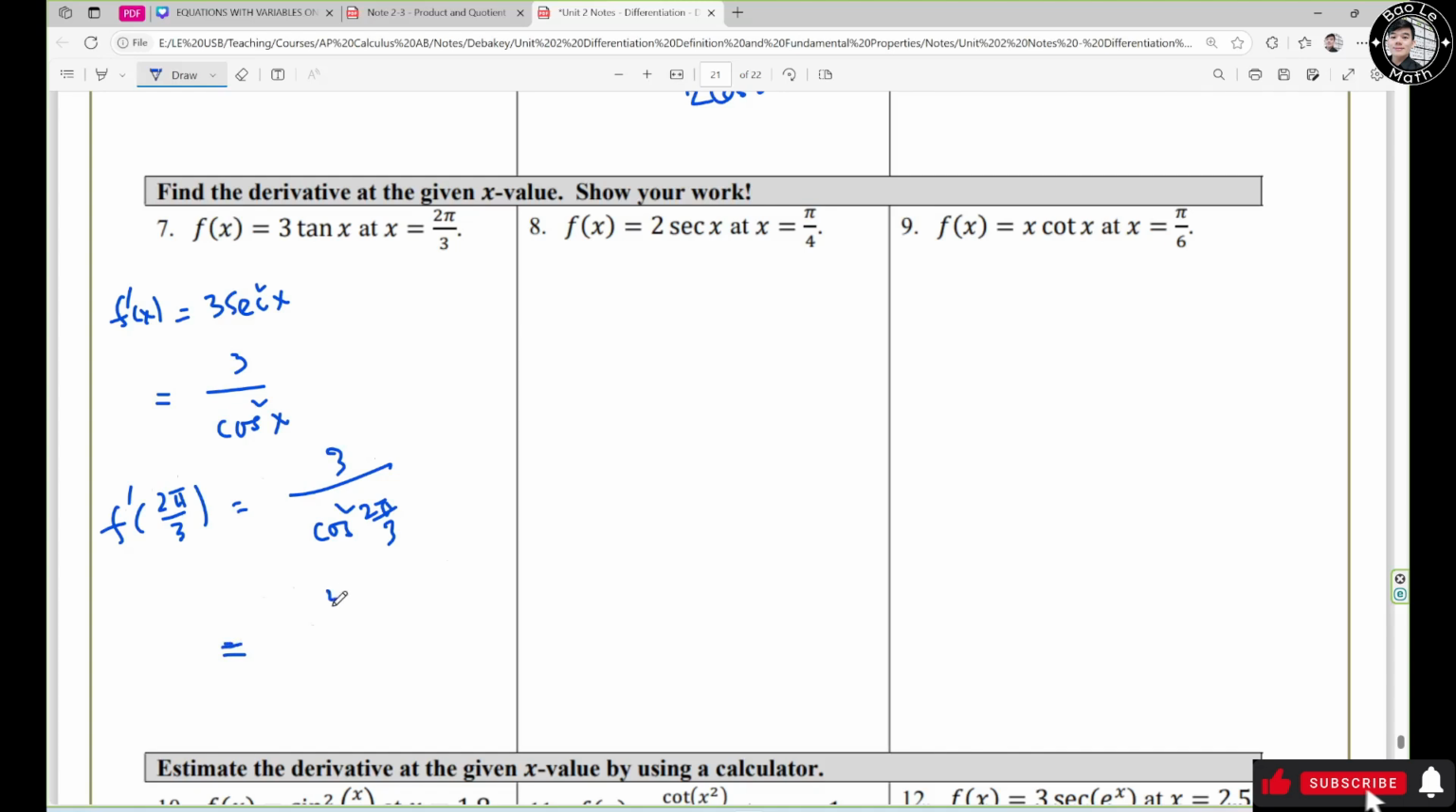So this guy turns out to be 3 over negative 1 half altogether squared, right? So it could be 3 over 1 over 4, right? Now multiply the top and bottom by 4. So the answer is 12, right?